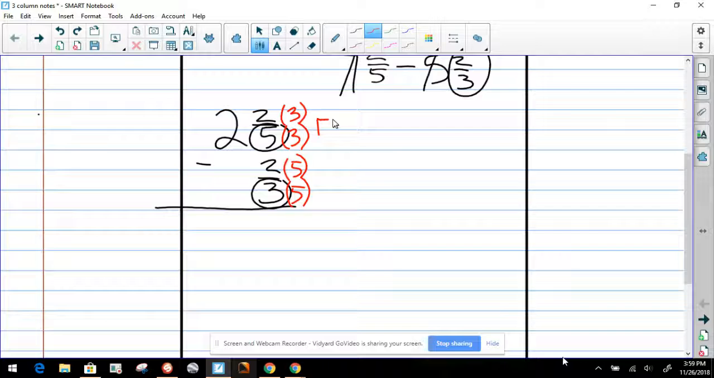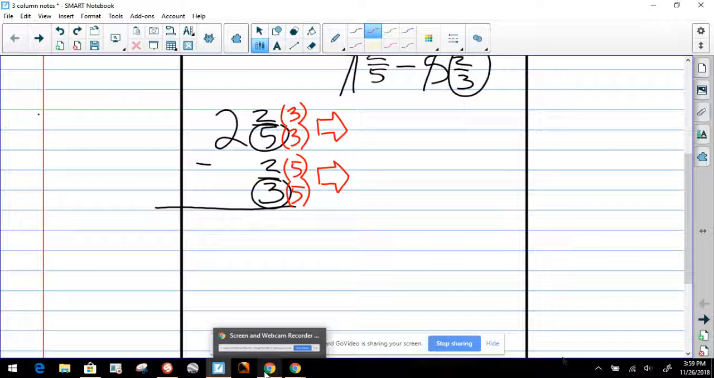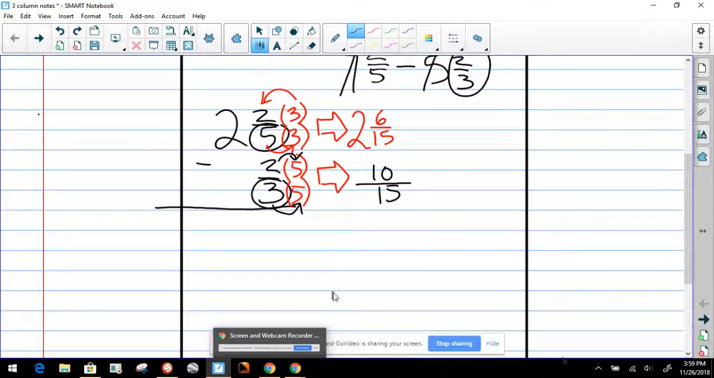So now we are going to just do the mathematical operations. The 2 stays the same. 2 times 3 equals 6. And 5 times 3 equals 15, which is now the common denominator. And we're going to multiply 2 times 5, which will be the numerator. And 3 times 5 equals 15. Okay, now we can subtract.